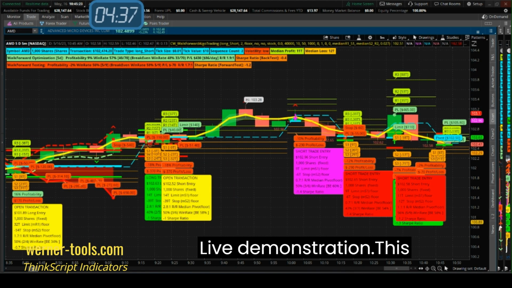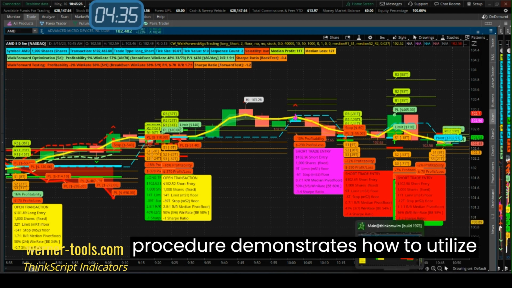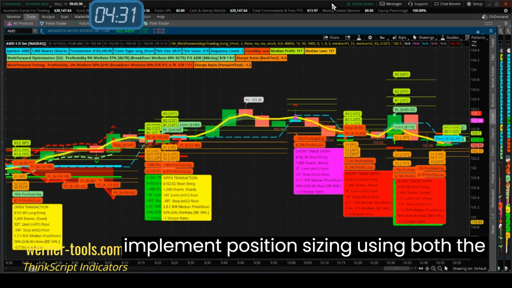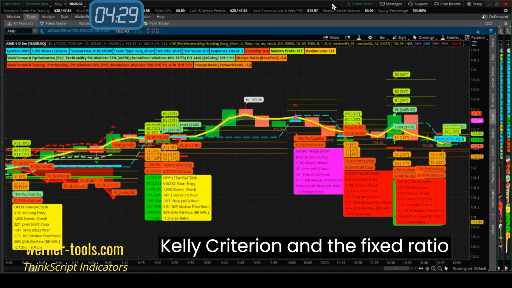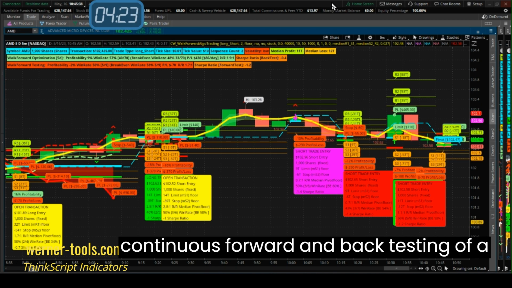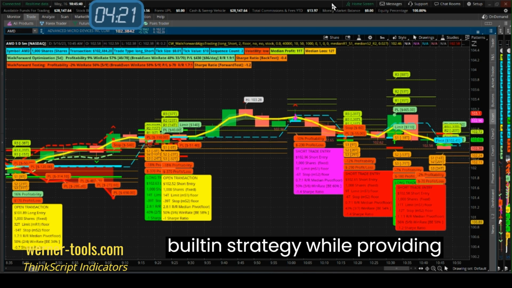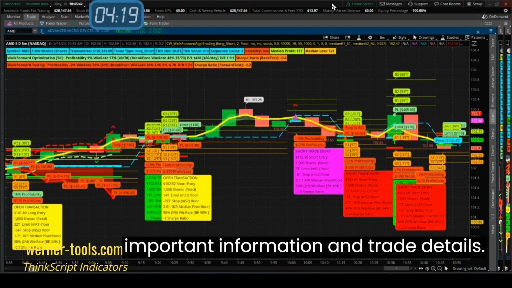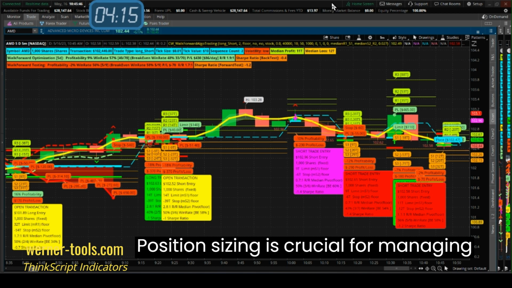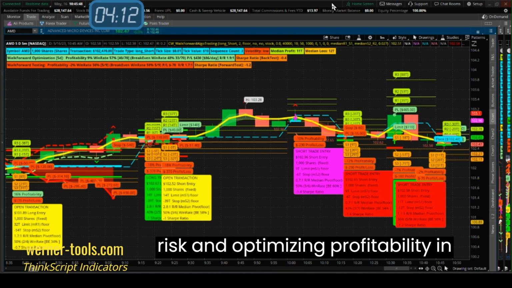Live demonstration. This procedure demonstrates how to utilize the Walk Forward Algo Trading tool to implement position sizing using both the Kelly criterion and the fixed ratio method. The tool allows for continuous forward and back testing of a built-in strategy, while providing important information and trade details. Position sizing is crucial for managing risk and optimizing profitability in trading.